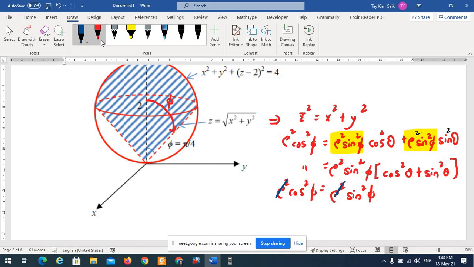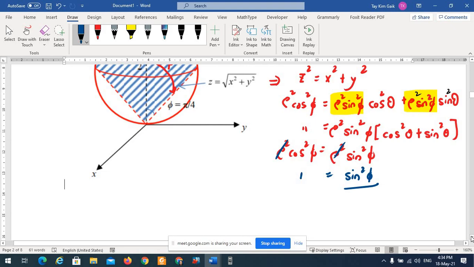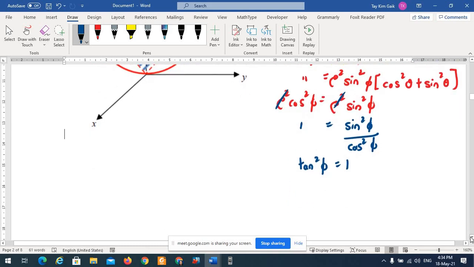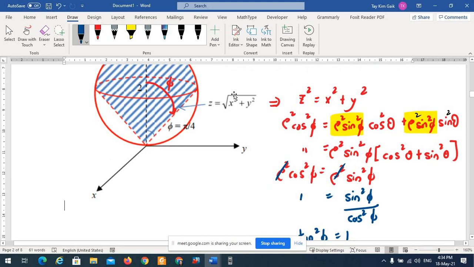Now you have 1 equal to sin squared phi divided by cos squared phi. So you have tangent squared phi equal to 1. So tangent phi is 1, taking the square root. Taking the arctan, arctan 1, you have phi is pi over 4. That's why if the cone equation is given by z equals square root x squared plus y squared, phi is pi over 4.